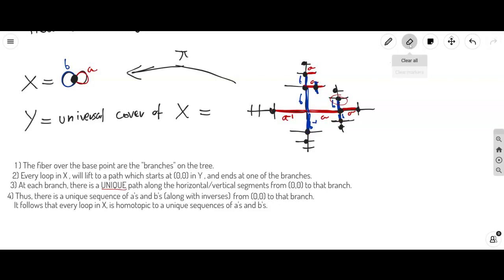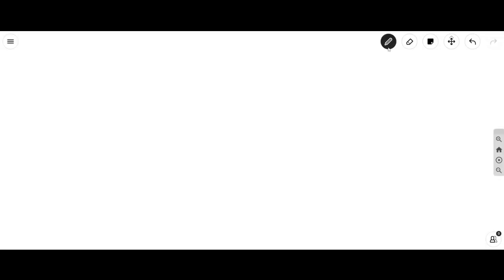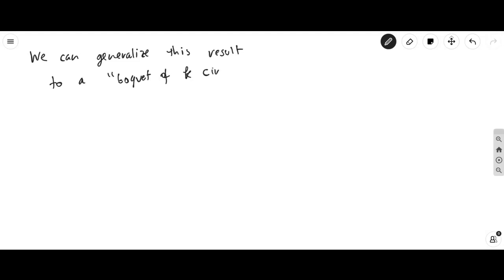Now, this actually generalizes in a nice way. We can generalize this result to what is known as a bouquet of K circles. So a bouquet of K circles just means you have a circle, then you have another circle, you have another circle. So you have lots of circles all meeting at a single point.